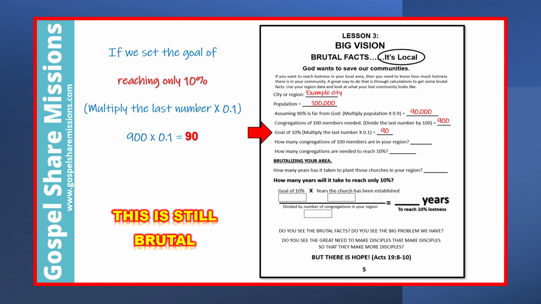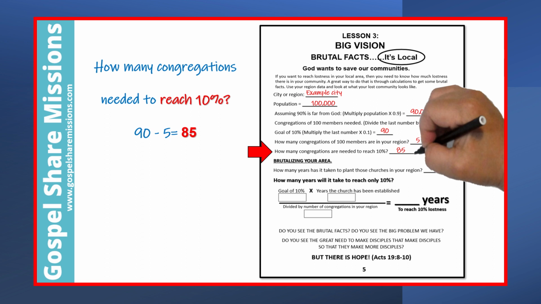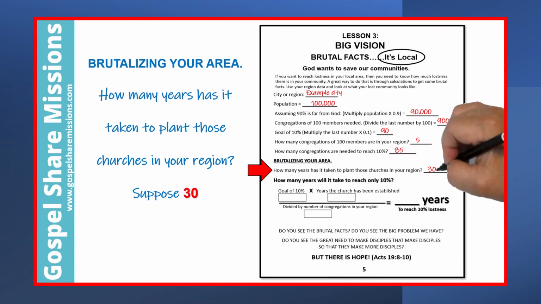This is still brutal. Now, how many congregations of 100 members are in your region? Suppose 5. Write down 5. How many congregations are needed to reach 10%? This is 90 congregations needed, minus 5 existing, equals 85 congregations needed to reach 10%. Write down 85. Now, let's brutalize this area. Question: how many years has it taken to plant those churches in your region? Suppose 30. Write down 30.